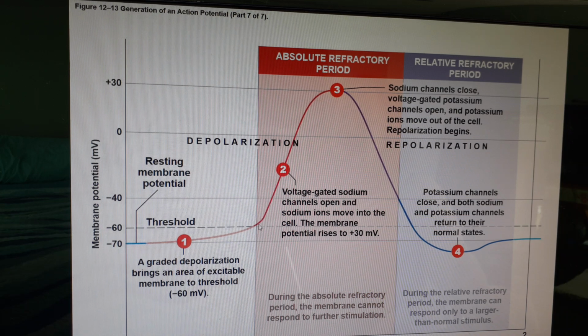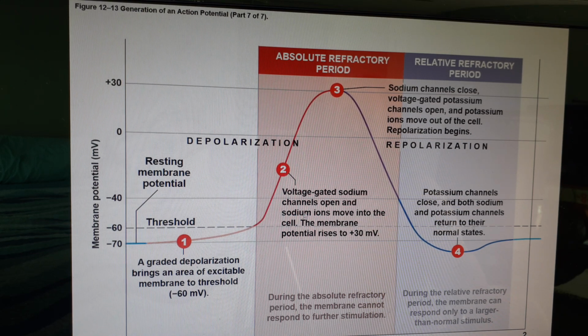So from the time we open the sodium channels until we get back down to here, we can't get another action potential. So this red is my absolute refractory period. And then once we start to get down towards threshold, a really strong stimulus could push us back up. So this blue is called the relative refractory period, and it lasts all the way until we get back to resting membrane potential.